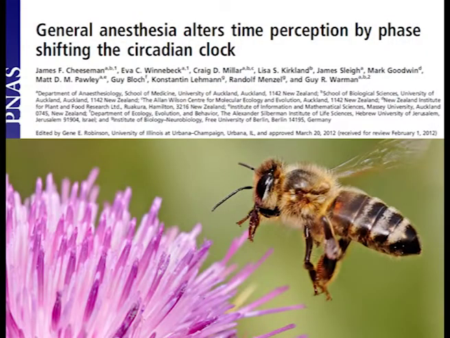Now, I pointed out this study. It was actually performed in part in New Zealand because I mentioned this circadian shift. This was a study of bees, actually, showing that, in a sense, anesthetics induce a kind of jet lag. They lead to circadian shifts, and it was a very clever set of experiments. I just wanted to point that out for your interest.